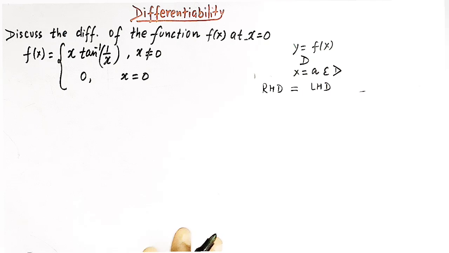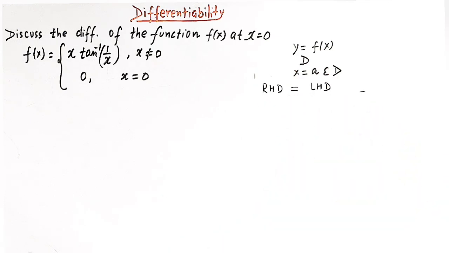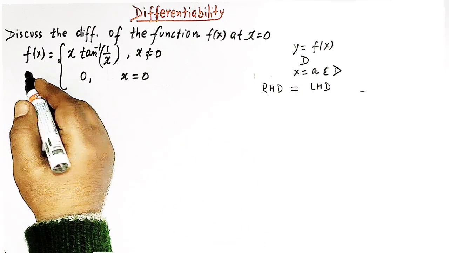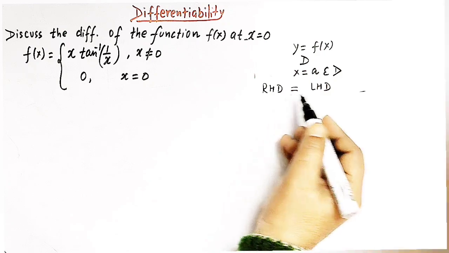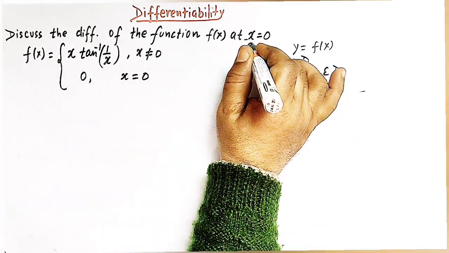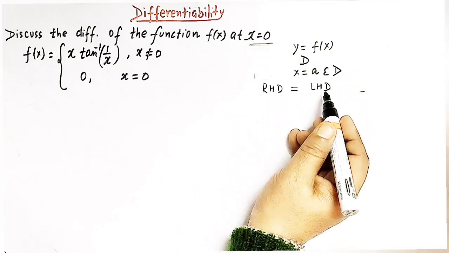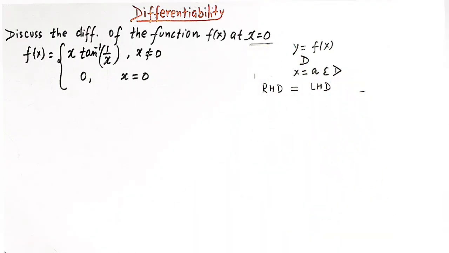So the condition for the existence of derivative of a function at some given point is that the right hand derivative and the left hand derivative must be equal to each other. So let us here find out the right hand derivative and the left hand derivative of this function at x is equal to 0, and let us see whether both these derivatives are equal to each other or not.